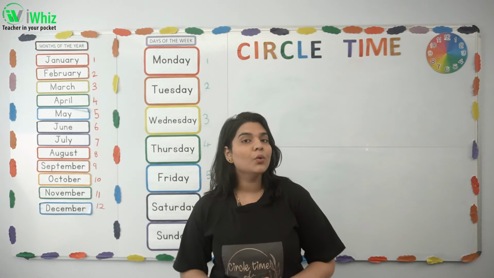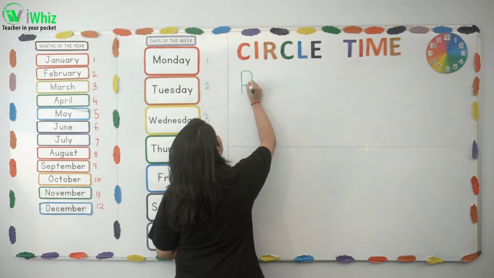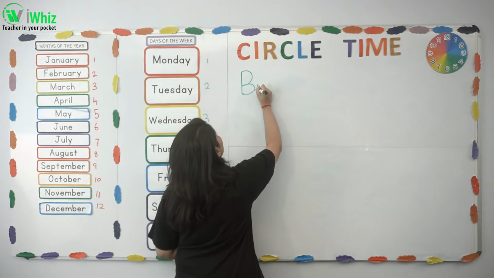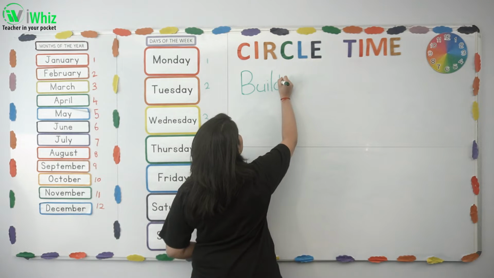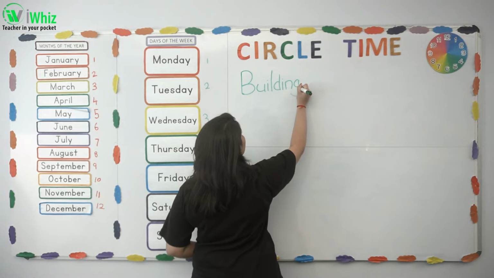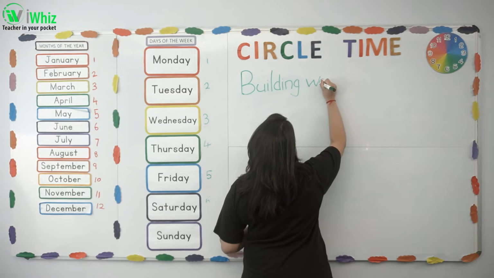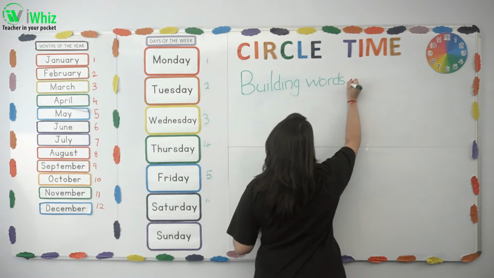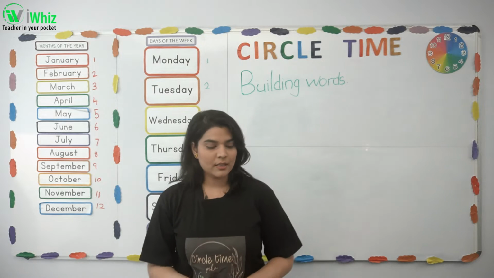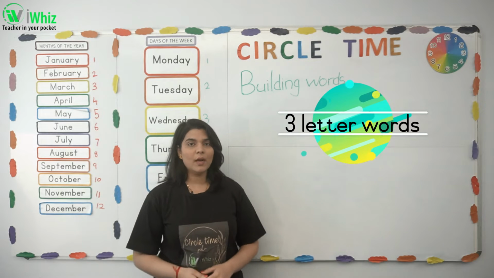Building our own words. B-U-I-L-D-I-N-G. Building. Words. W-O-R-D-S. Building words. We are going to start with 3-letter words.